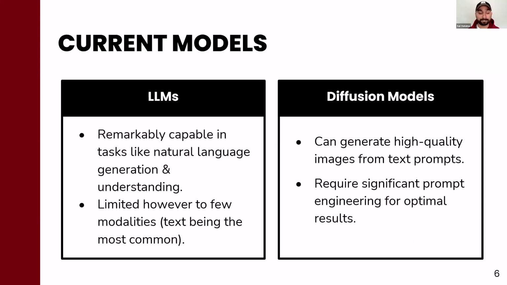Looking at the current models that we have out there in terms of GenAI, large language models like your ChatGPT, your Gemini, your Claude, etc., they have shown remarkable performance in natural language generation and understanding. However, most of them usually only deal with text modalities, so they don't quite fit the case for design. Then there's diffusion models, your Stable Diffusion XL, and so on. They can generate high quality images from text prompts, but they do require quite significant prompt tuning and prompt engineering to be able to give you reliable and efficient results.